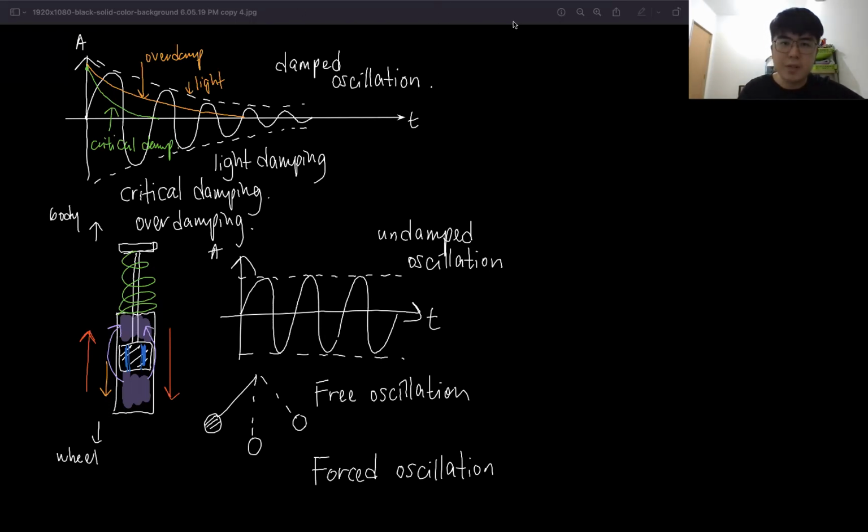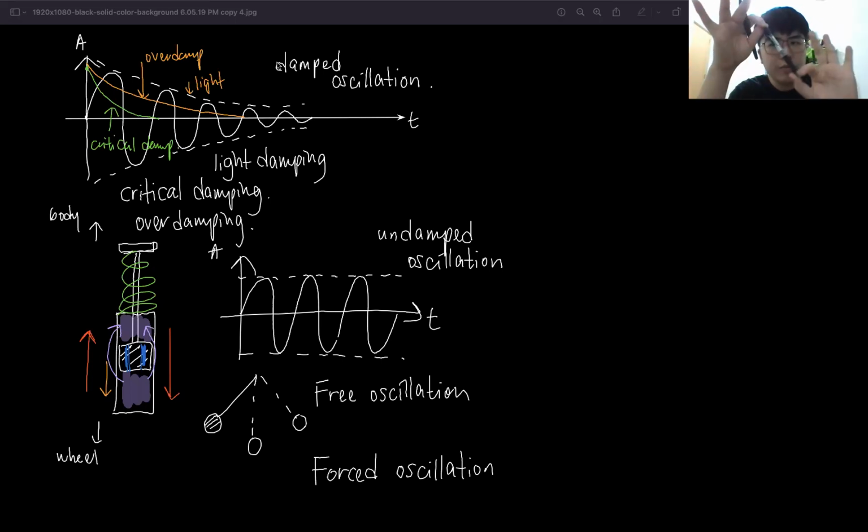Let's start with free oscillation. Take the same example, the pendulum. Now I displace it to the side and then I let go. So it vibrates left, right, left, right. I'm not touching it. I let it vibrate freely, with no external forces. That is called free oscillation. That means oscillation under no influence of external forces.